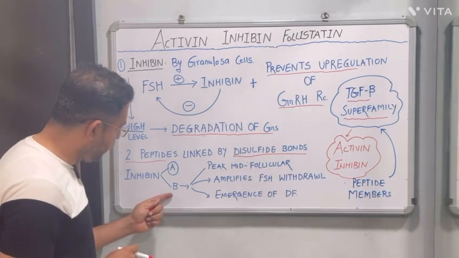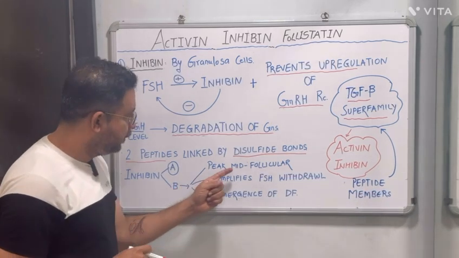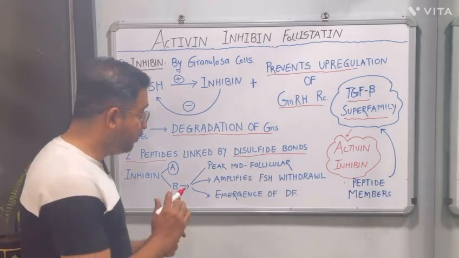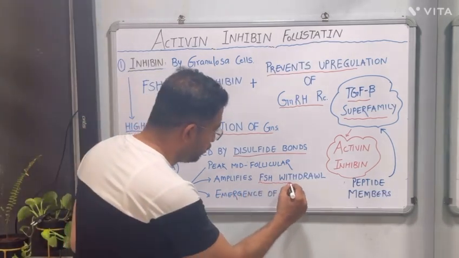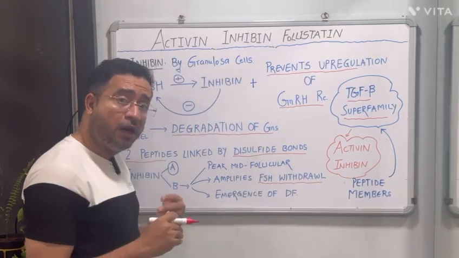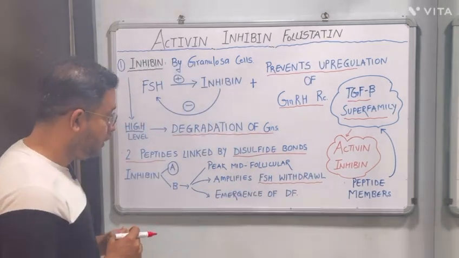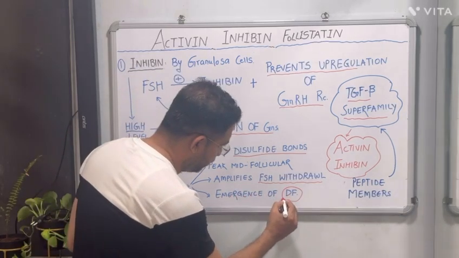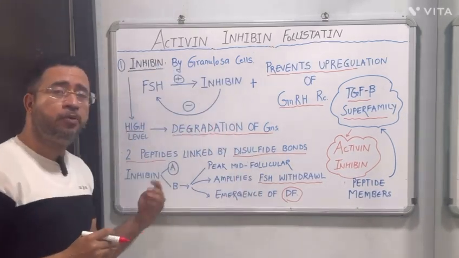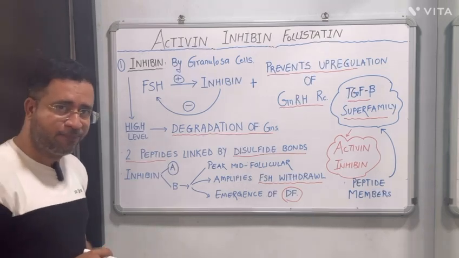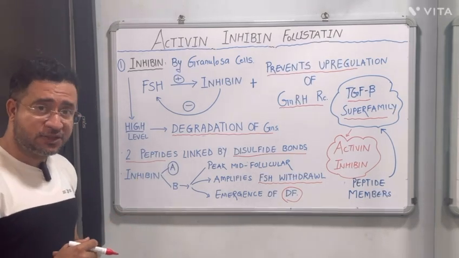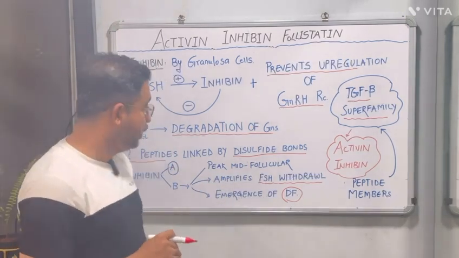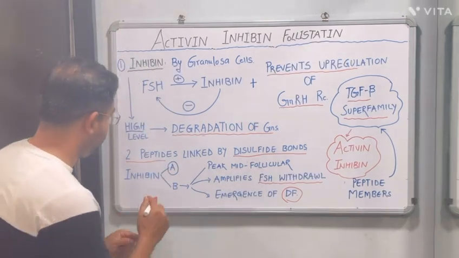Inhibin B peaks in the mid-follicular phase of the cycle, and it amplifies FSH withdrawal from the other follicles. So, it allows emergence of the dominant follicle. Once the dominant follicle has developed, with the effect of LH there is ovulation, and at that time inhibin A predominates.